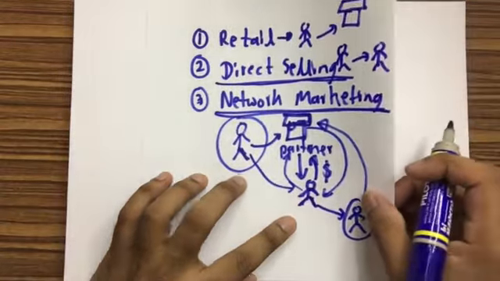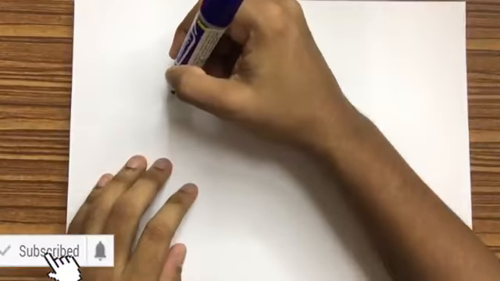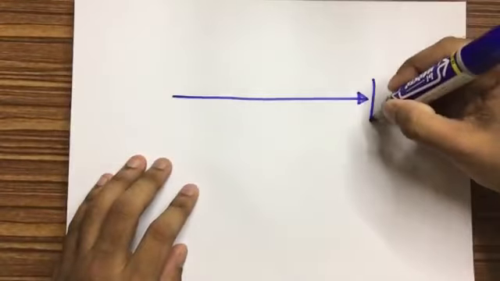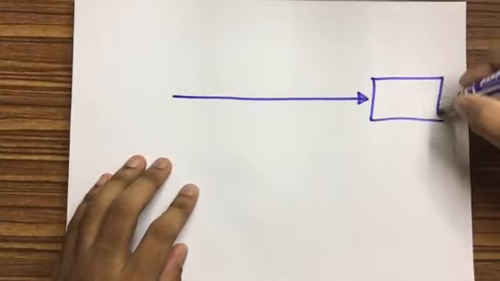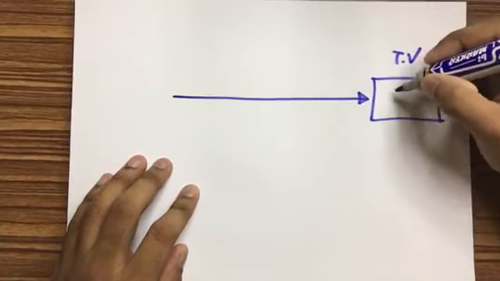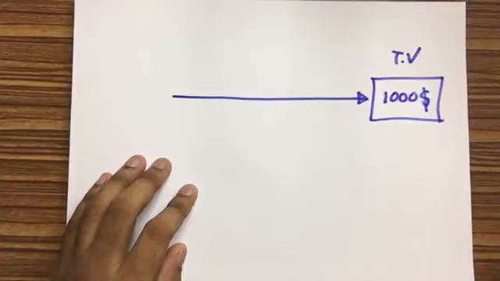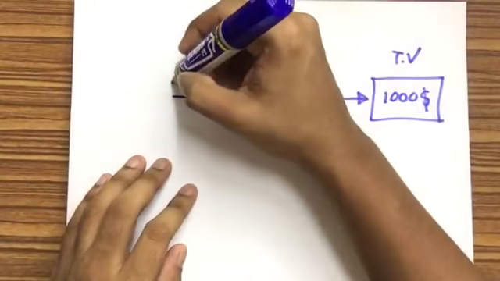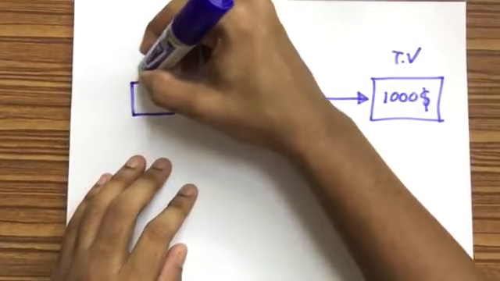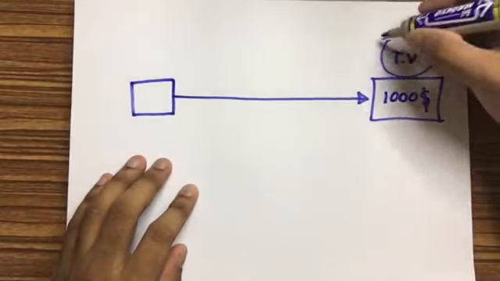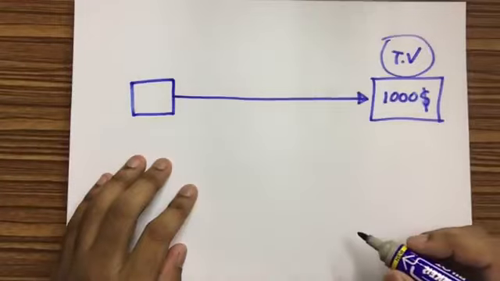So let me explain network marketing in a proper way, where you're going to understand it very clearly. Let's say you buy a TV for, let's say, $1,000. If I ask you a question, how much do you think it costs for this TV company to produce this TV? How much does it cost?